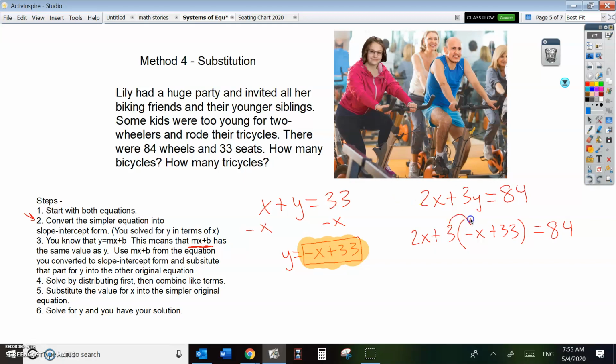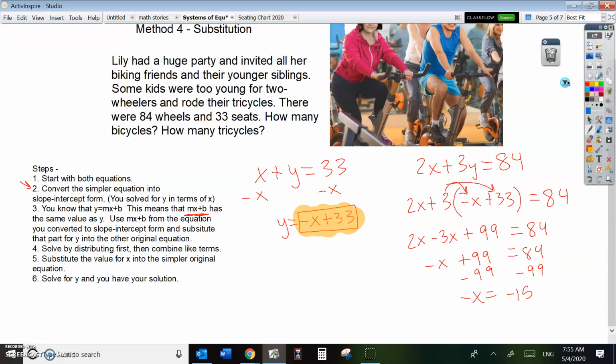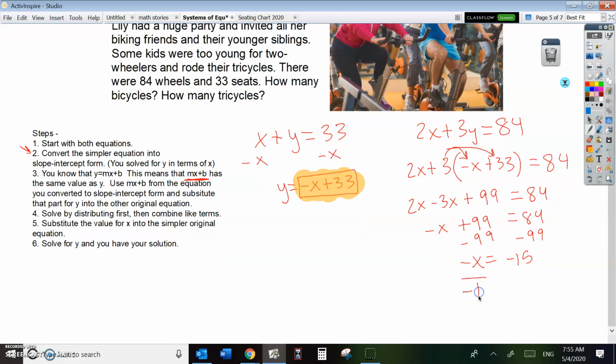So now distribute. 2x minus 3x plus 3 times 33, which is 99, equals 84. Combine those so you get minus x plus 99 equals 84. Subtract 99 from both sides. Negative x equals negative 15. So we need to divide both sides by negative 1 to get rid of that negative in front of the x. So x equals 15.